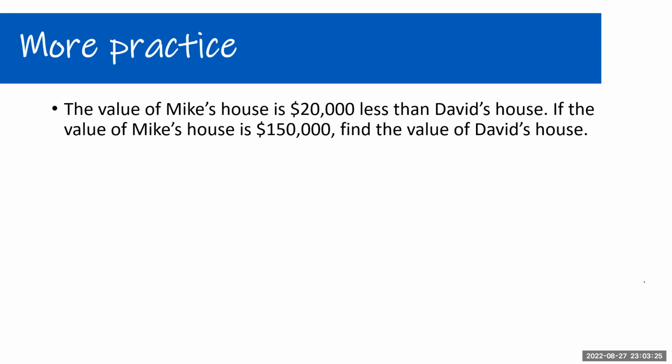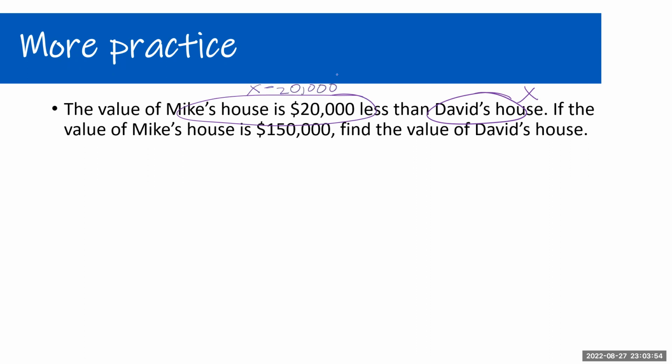The value of Mike's house is $20,000 less than David's house. If the value of Mike's house is $150,000, we want to know how much David's house is. Okay, so we know that we are comparing David's house. So let's let David's house be X. We know that Mike's house is $20,000 less than that. So we know that Mike's house is X, but minus $20,000.